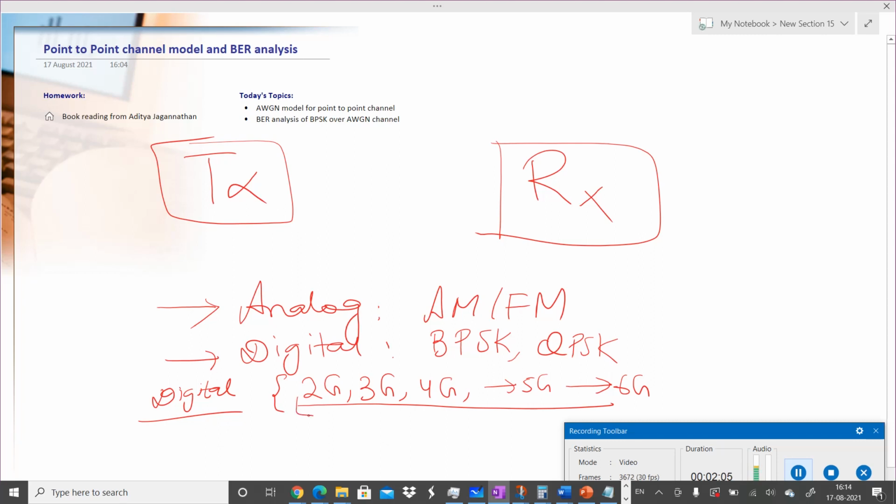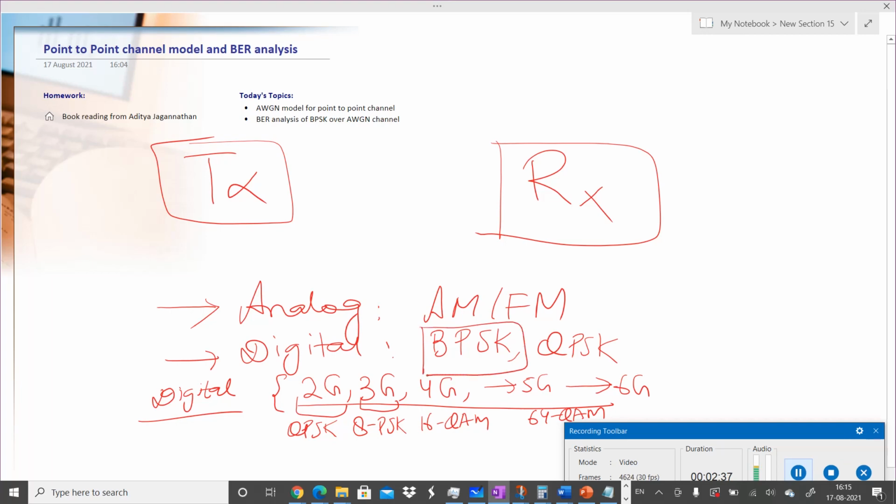We no longer use AM, FM, and we use digital schemes. Suppose 2G started with QPSK, and then we moved to 8PSK, then of course 16 QAM, and in 5G we even talk of 64 QAM modulation schemes to be used. So it's time for digital. So the analysis will be done with respect to digital modulation schemes. So the transmitter will use any appropriate digital scheme. Now for analysis purposes, we will start with BPSK, because it is easy to analyze.